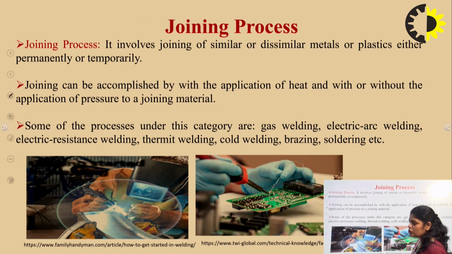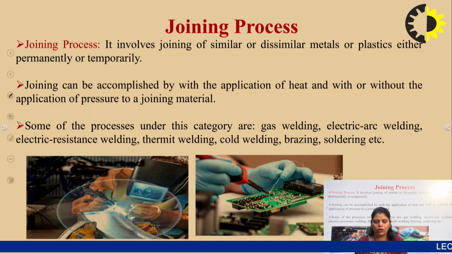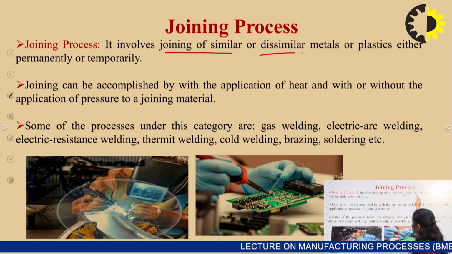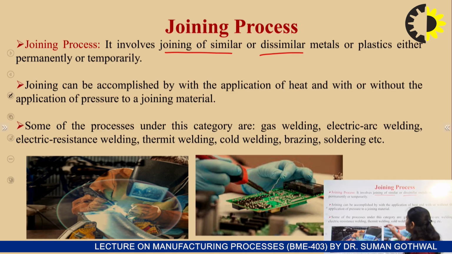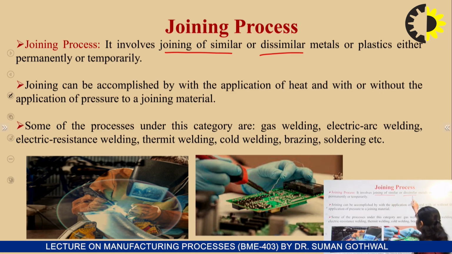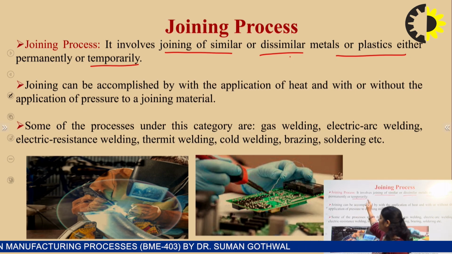Next we come to the joining process. In the joining process, different materials, which can be metals or plastics, are joined. It basically involves joining similar or dissimilar materials, either on a permanent or temporary basis.